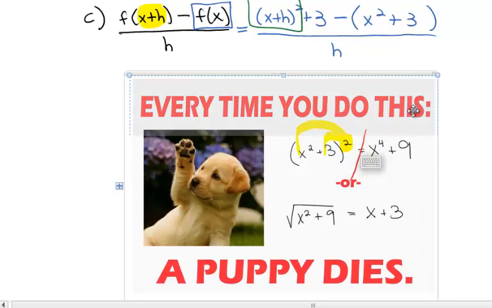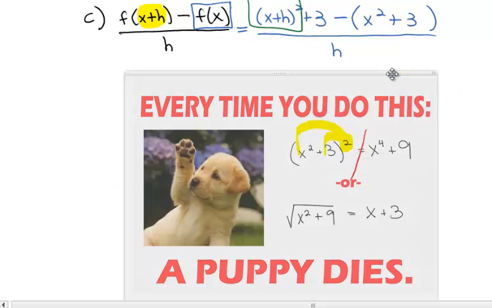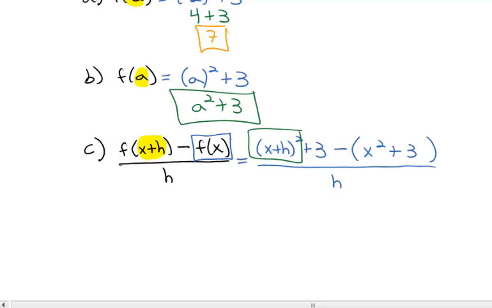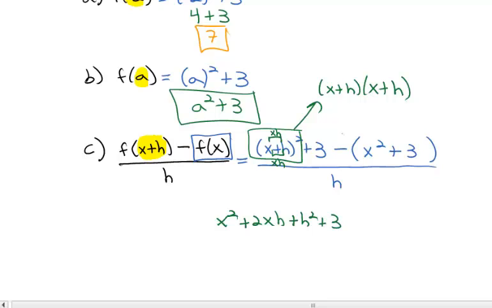Because you've got to consider that we're multiplying x squared plus 3 times x squared plus 3. And so if you remember how to do that, we do square the x, but then we have to multiply them together, xh and xh. It's there twice. It's plus 2xh plus h squared. And if you don't remember that shortcut, think x plus h times x plus h, and then multiply it out. Then there's a plus 3. Distribute the negative, negative x squared, negative 3, all over h.